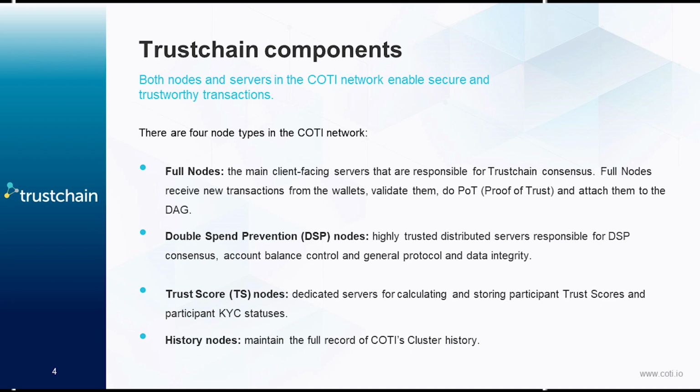The first type of node is the full node, which is the gateway to every transaction and any client interaction in the system. The full node is responsible for attaching transactions to the DAG, validating the transaction itself, propagating them to the network, and also executing the proof of trust and collecting the network fees, which are then propagated to the financial node, which I will overview later on.